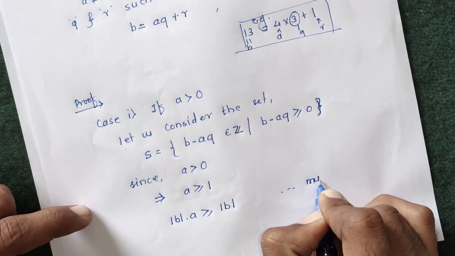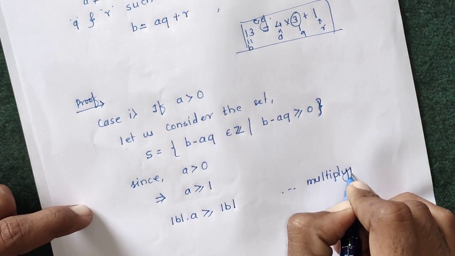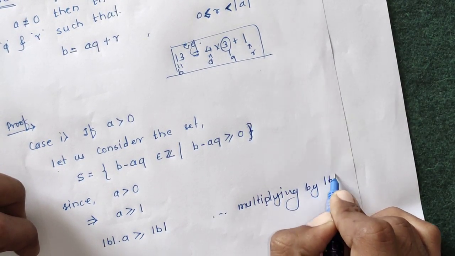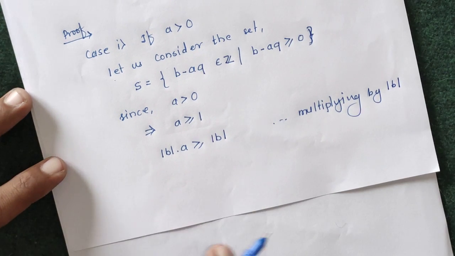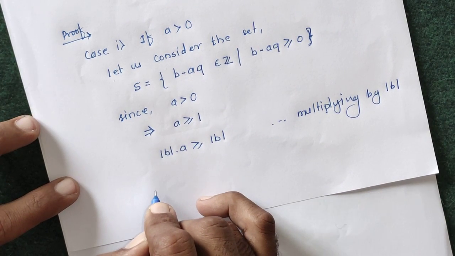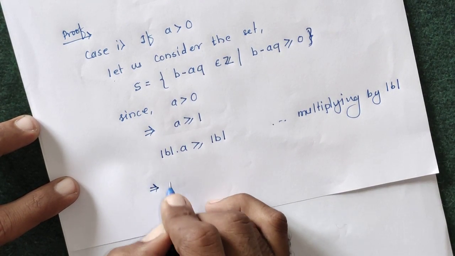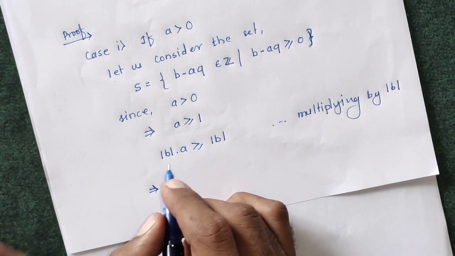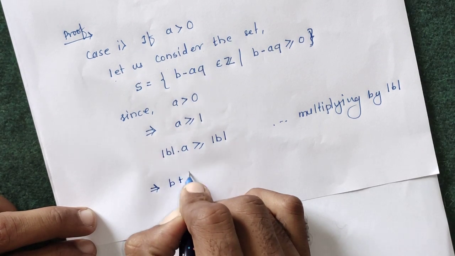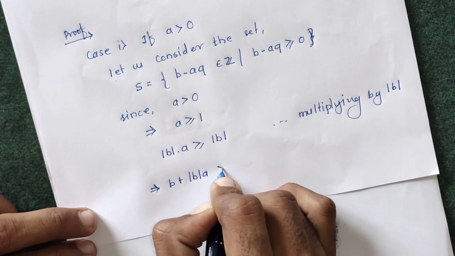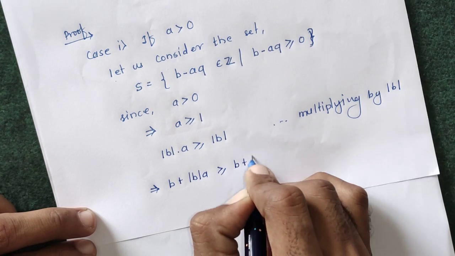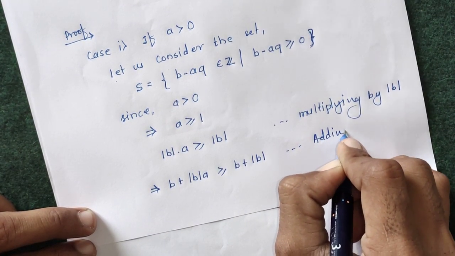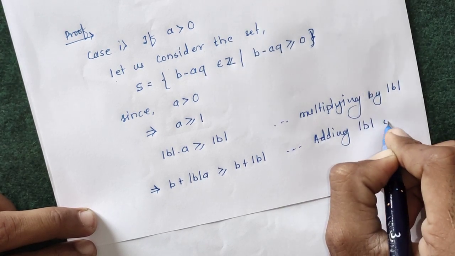This is from multiplying by mod b to get this result. This implies, now adding b on both sides, we get b plus mod b into a is greater than or equal to b plus mod b, since adding mod b on both sides.